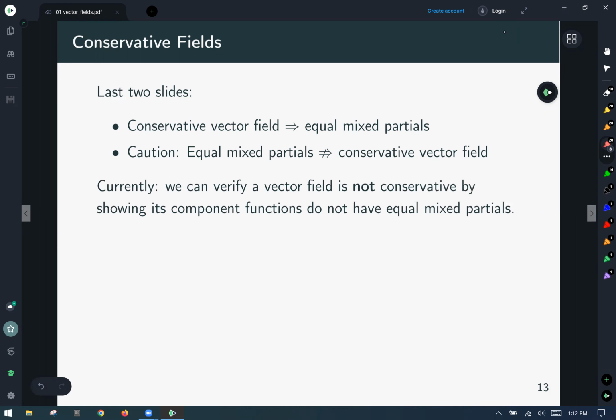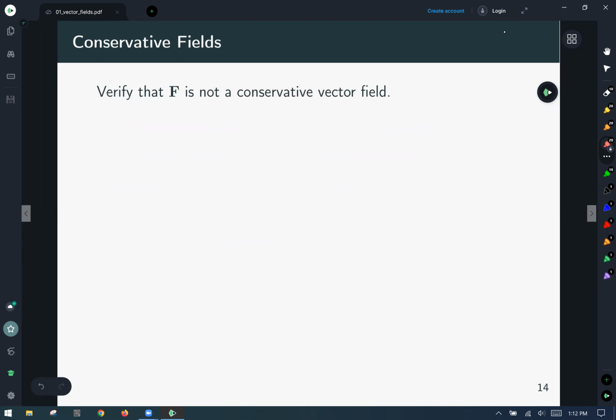We'll get into that. So we can verify a vector field is not conservative so far by showing that its component functions do not have equal mixed partials. We are not yet sure how to determine if we have a conservative vector field. Coming soon. So let's verify that f is not a conservative vector field. And in our example, f is going to be the field y in the x component, x in the y component, and xyz in the z component.